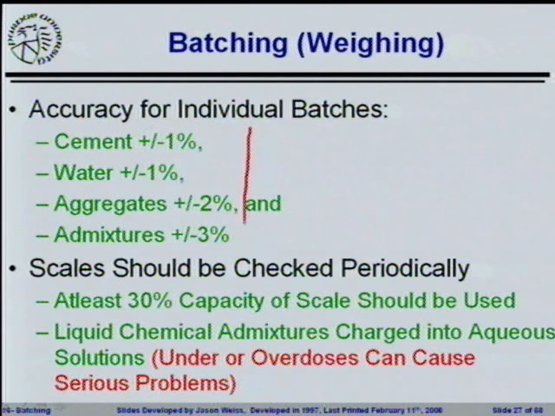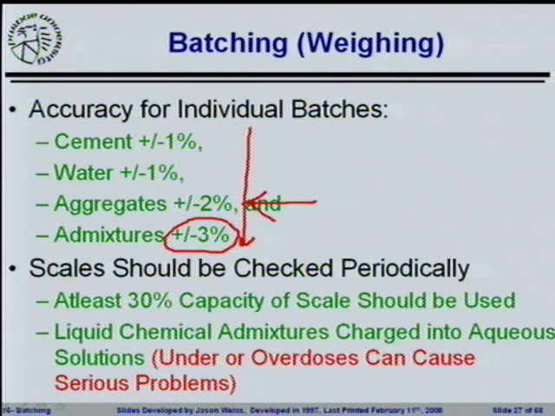Here you can see the accuracy of the given materials. Cement and water, we want to be within plus or minus 1%. So if you're putting 600 pounds in the back of a truck, you can figure out on your own what 1% of that is going to be. Aggregates, generally we're adding the materials very quickly, so we'll give it up to a 2% variation.